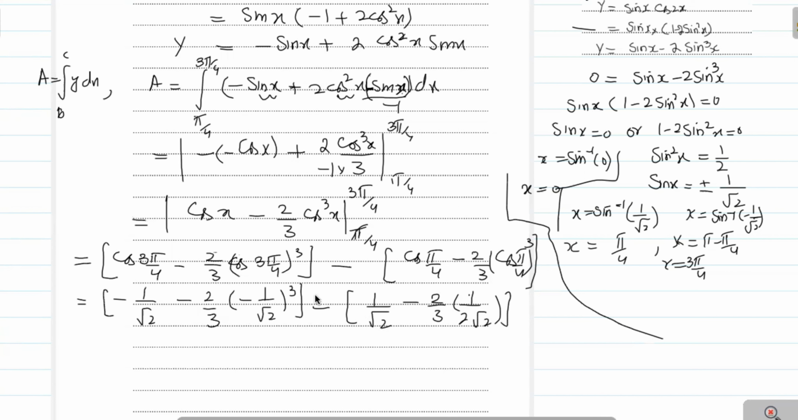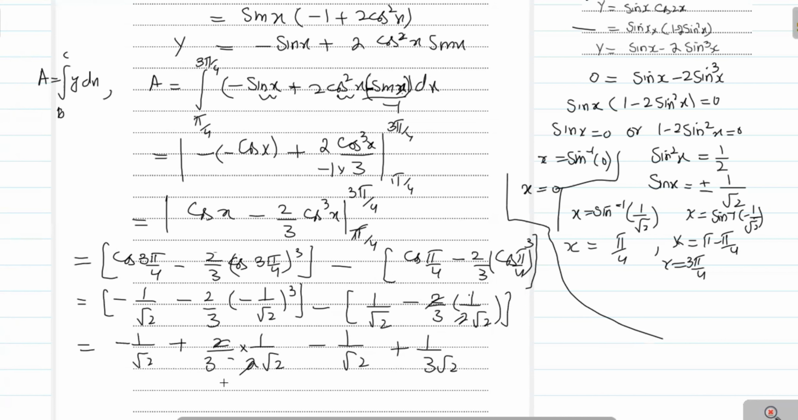And we simplify this. This will be equal to minus 1 over square root 2 plus 2 over 3 into 1 over 2 square root 2, that's equal to 1 over 2 square root 2, and minus 1 over square root 2 minus 1 over square root 2 plus 2 will be cancelled, giving 1 over 3 square root 2, here 2 is also cancelled.